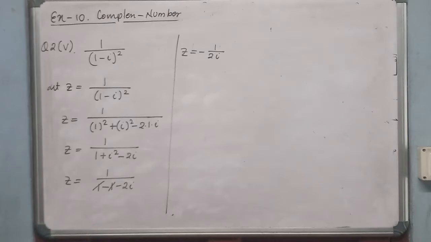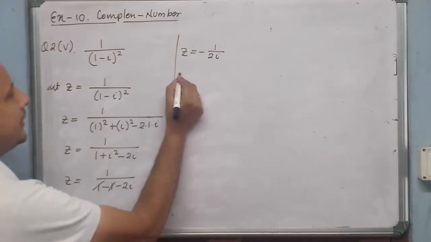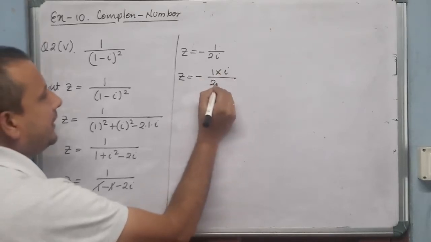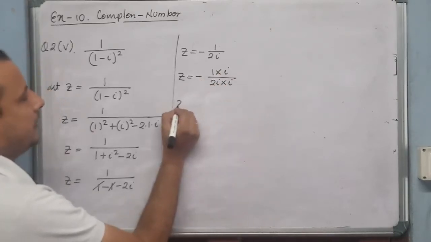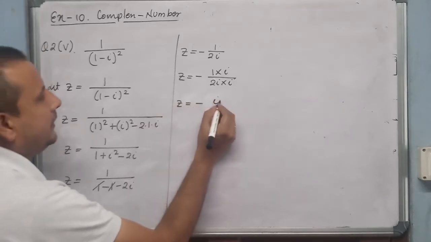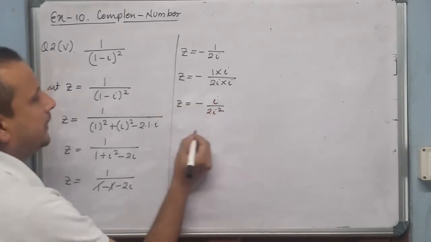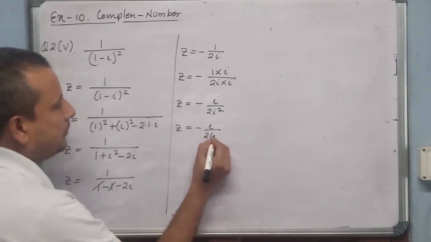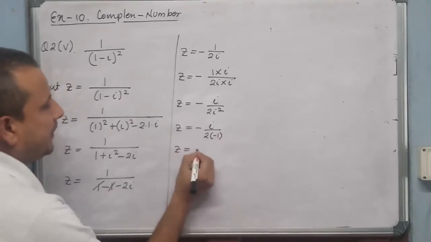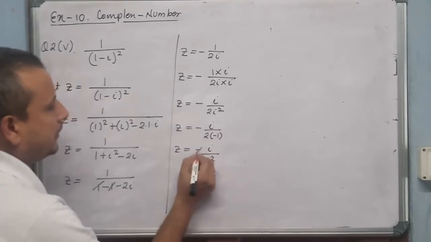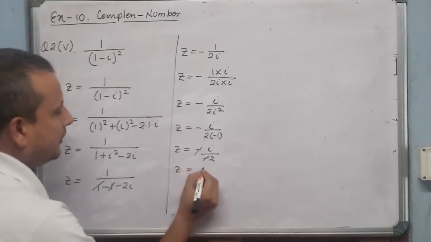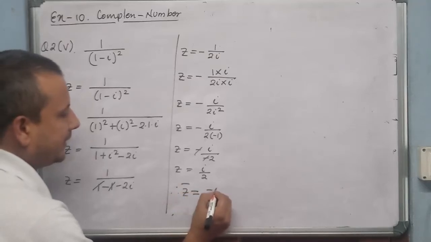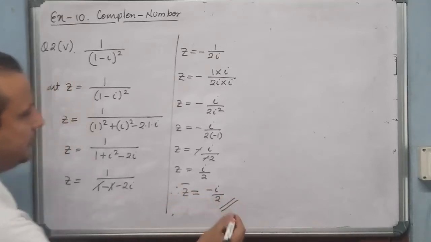Now for this kind of question, how to rationalize these things? I'll rationalize this one by multiplying both numerator and denominator by i, then 2 into i square. Then z equals minus i over 2 into minus 1, minus i over minus 2. Cancel. Now z equals i by 2. Therefore, its conjugate will be minus i by 2.